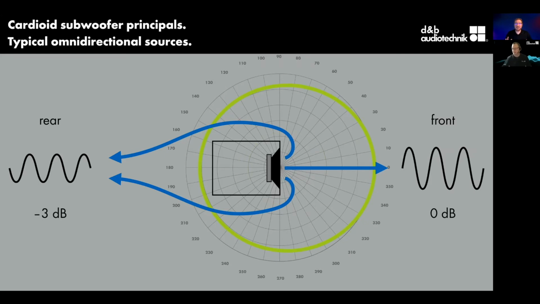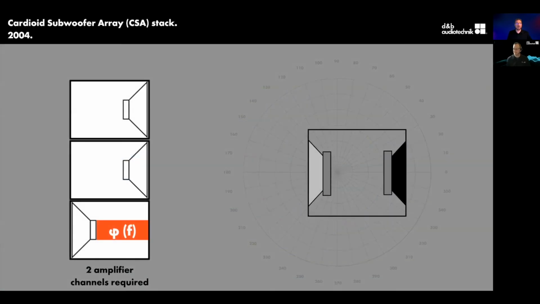Generally, you can be reduced by like 3 dB, and that's really a function of the frequency that's coming out, as well as the cabinet that is surrounding this driver. But in general, omnidirectional sound is radiating spherically. One way to get pattern control from omnidirectional subs is to do something like a cardioid subwoofer array.